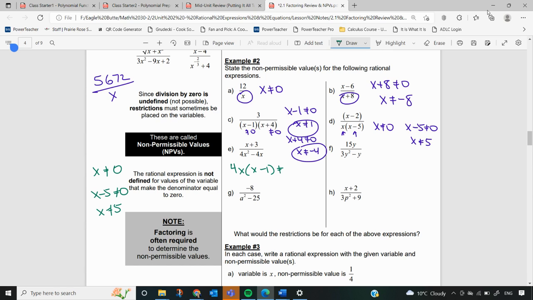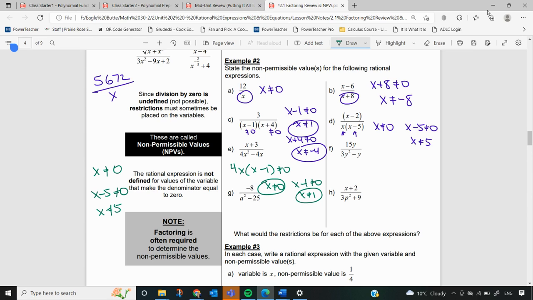That cannot be equal to 0, so that means x cannot be 0, and x minus 1 cannot be 0, which means x cannot be 1. So there are 2 restrictions. I am not going to be expecting you to show me every single step. If you can look at x minus 1 and know that the restriction is 1, then you're golden. You do not have to show me every step, just that you have your restrictions.